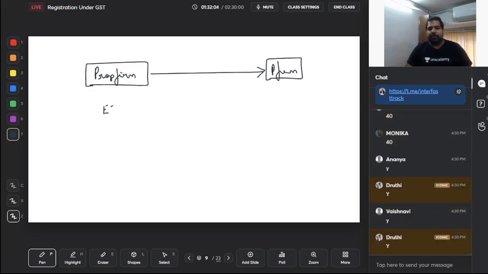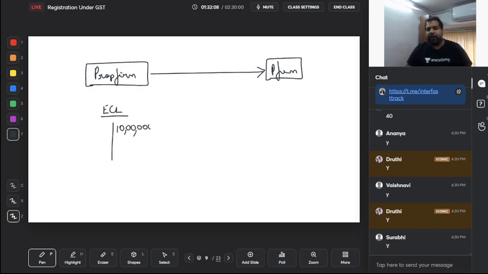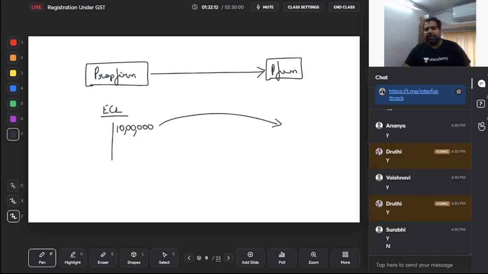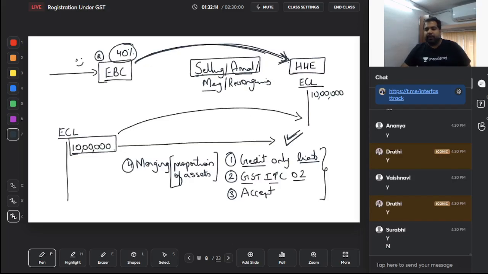Let's say the proprietorship firm had an electronic credit ledger of 10 lakhs. Guys, do you think in India we'll let it go waste? No, we'll never let it go waste. You will transfer it. Same, you will file GST ITC 02. The other partnership firm has to accept it, then it will get transferred. This, guys, what we just saw is section 18.3.